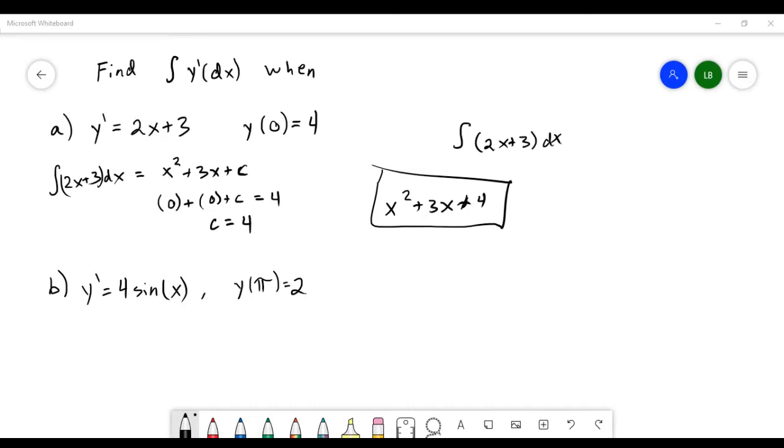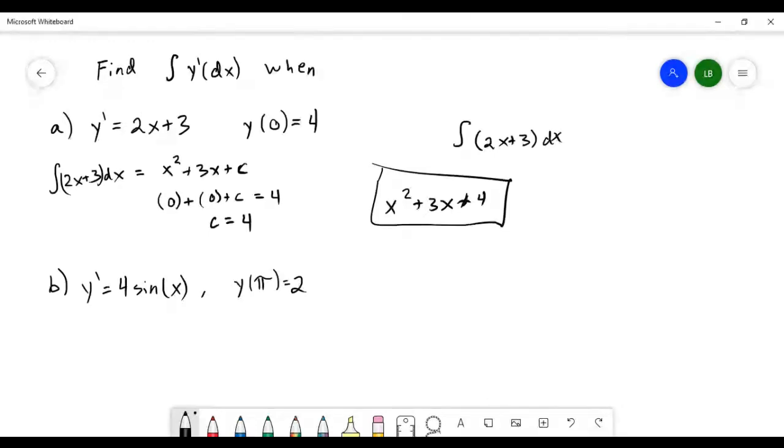The second one, you said negative 4 cosine of x minus 2. So we'll just double check that. We need to start by doing the integral of 4 sine of x. We can pull that 4 out as a coefficient. And then the integral of sine x is negative cosine x. We have our plus c.